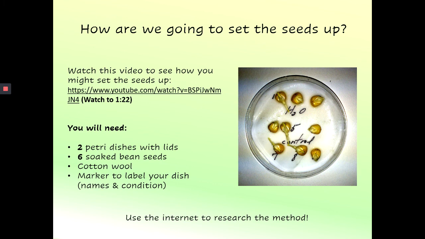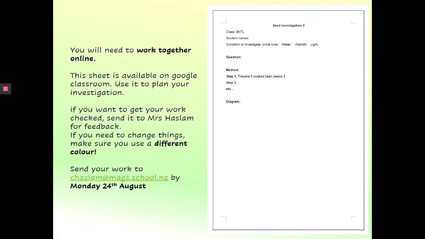And I really encourage you to use the internet to research the method. For this investigation, you will need to work together online. We would have done this investigation in class, but obviously we're not in class, we're at home. So I made this sheet, which is on Google Classroom, and you can use it to plan your investigation. If you want to get your work checked, you can send it to Mrs. Haslam, and she might give you feedback, and she might ask you to change some things.